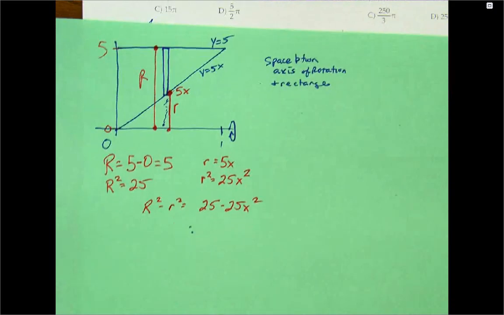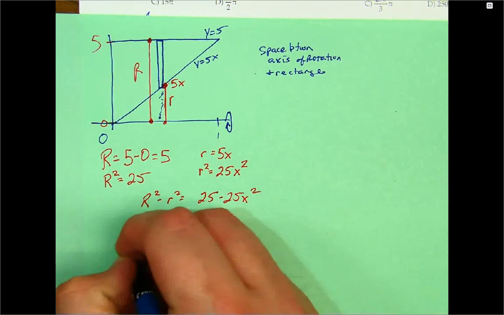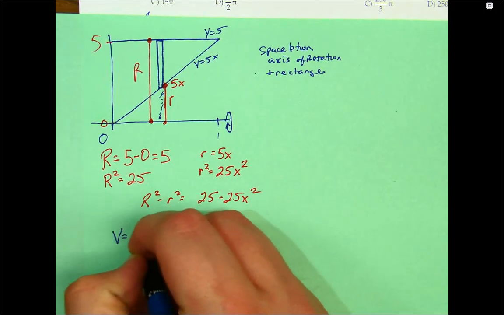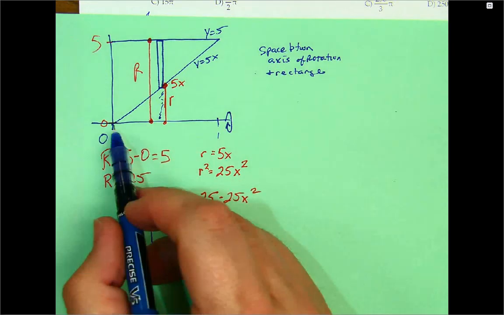So I will recommend this to you 100 times out of 100. Find your big R, find your little r, then do the R squared and the r squared and subtract it all out so you have something that we can just throw into the integral, as opposed to trying to do all this inside the integral. Because my volume is going to be pi times the integral from where to where? From 0 to 1.